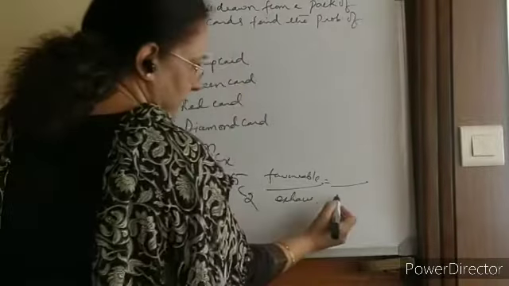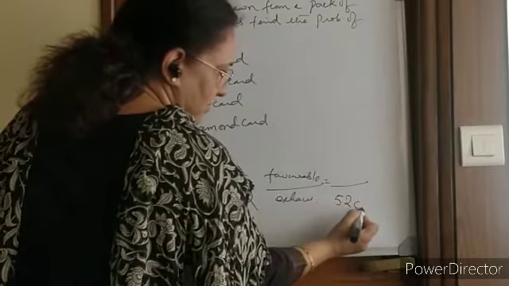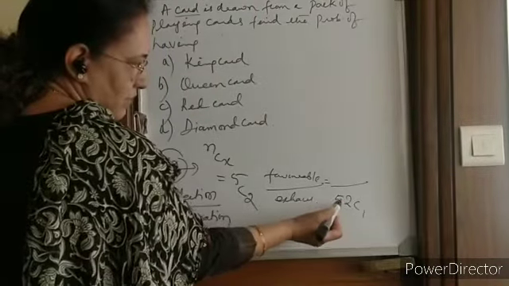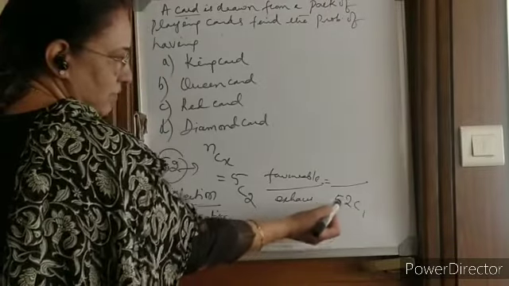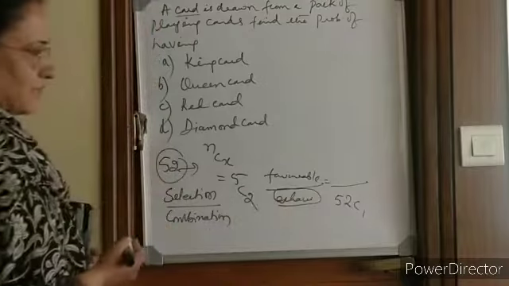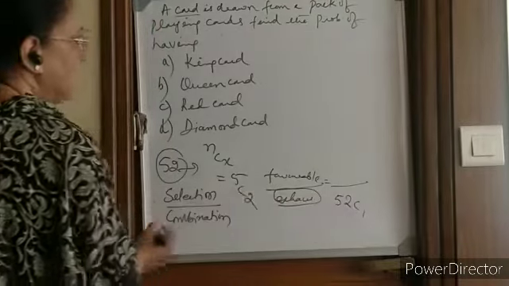1 card. So the number of possible ways will become 52C1. So 1 card you are drawing out of 52 cards. Therefore the possible selections will become 52C1. This will be your exhaustive cases. Okay. Now coming to the favorable cases.